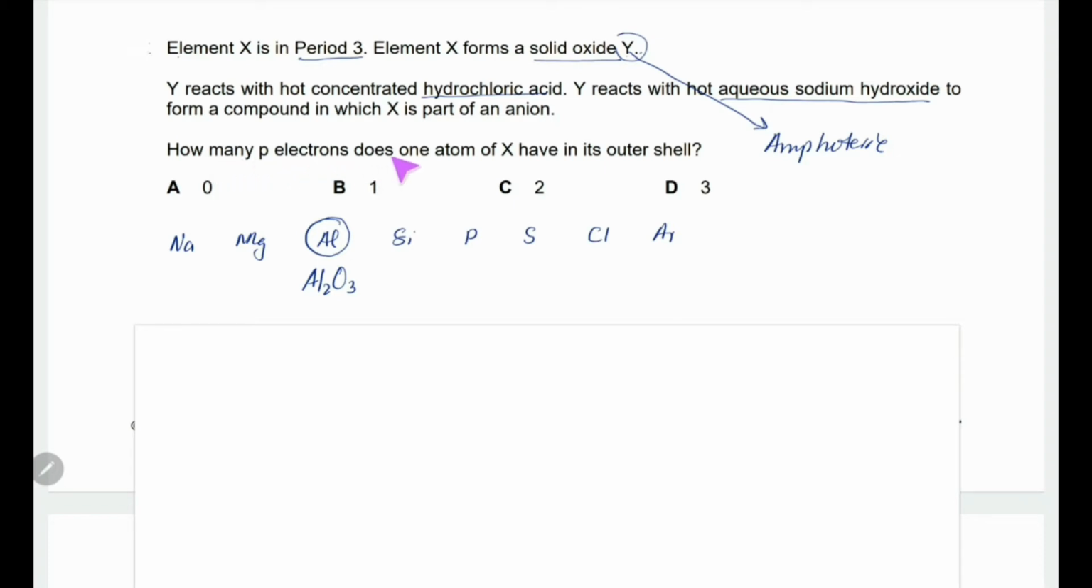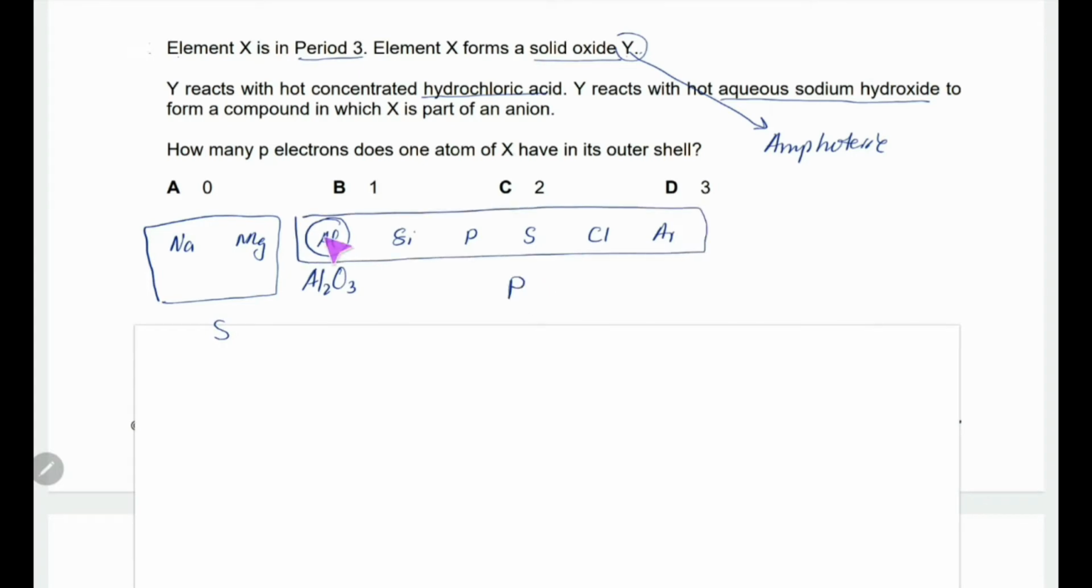How many p electrons does one atom of X have in its outer shell? In this period 3, sodium and magnesium belong to the S block, while the rest of the elements of period 3 are P block. The P subshell starts with aluminum P1, silicon P2, and ends at P6 at argon. So X is aluminum and it has 1 electron in its P outer shell. This is choice B.